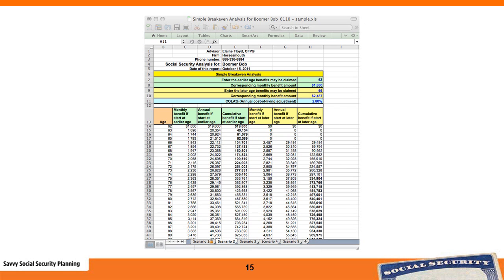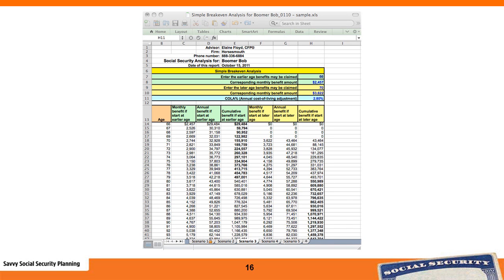To run a different scenario, we click on Scenario 2 tab at the bottom. Let's say we want to compare age 62 to 66. So we go back to the benefit adjustment calculator to see what the COLA adjusted age 66 benefit will be. We see that it will be $2,457, so we enter that here, along with the $1,650 for age 62. Now, comparing the two columns, we see that the break-even age is 75. So if the client is contemplating applying for benefits at 62 versus 66, you can ask if he thinks he'll live longer than age 75.